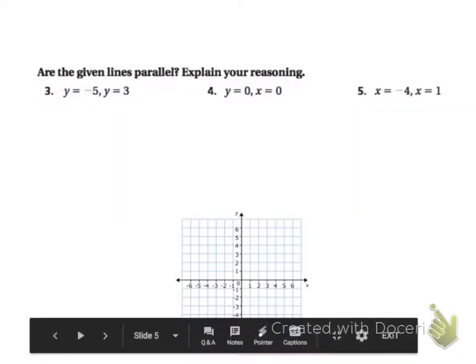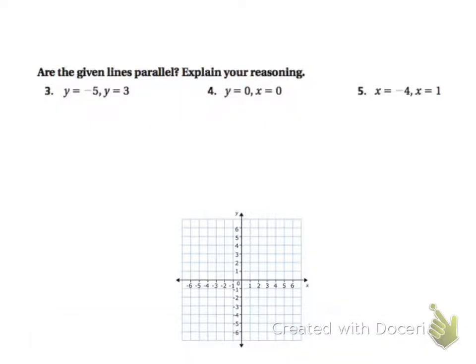The next example we're going to do now is we're going to determine if the lines that you see are parallel. So the answer to our question would be yes or no. Then we're going to explain the reasoning. So we have to remember what it looks like when we have a line that equals y equals -5 and y equals 3. So we don't have like an equation or a graph to work with.